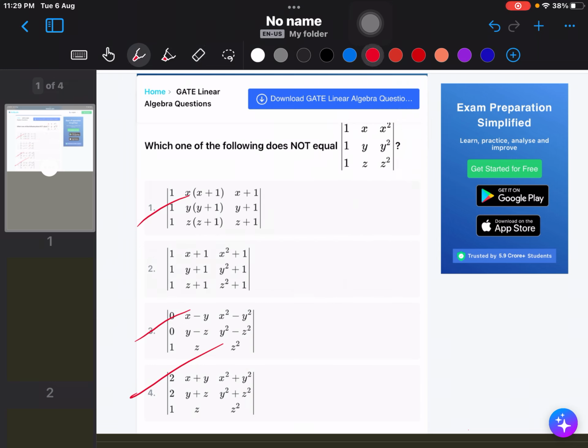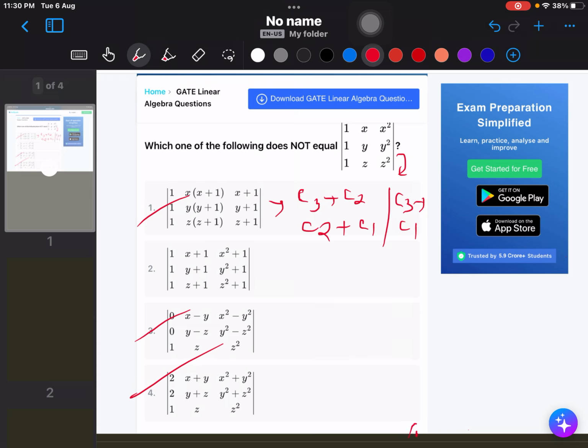Okay, so this 111, this is 111, it's okay. x y z, x y z, and here it is x square plus 1, y square plus 1 and z square. So what we are doing here, we are interchanging the column from column 3 to column 2. Okay, and then in column 2 we are adding column 1, and in column 3 we are adding column 1.